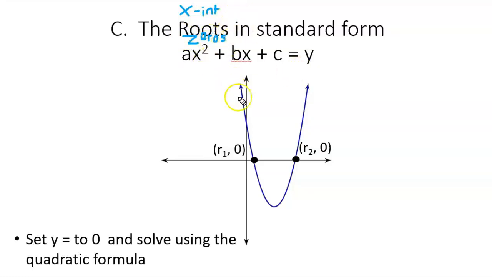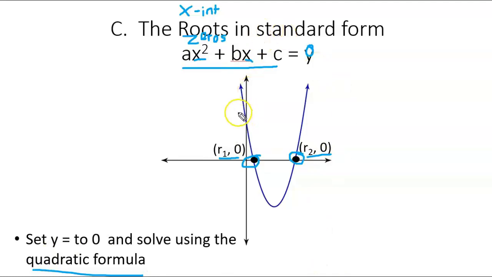So you might hear any of those 3 words being used to describe the same thing, which is the place where your graph touches the x-axis. And at those points, your y value is 0. So if I were to take my equation up here and plug in 0, how would I solve for x so that I know what the roots are? Well, that's the quadratic formula.